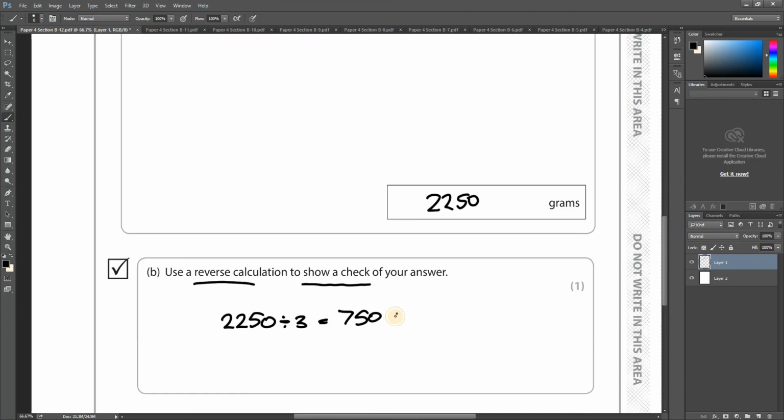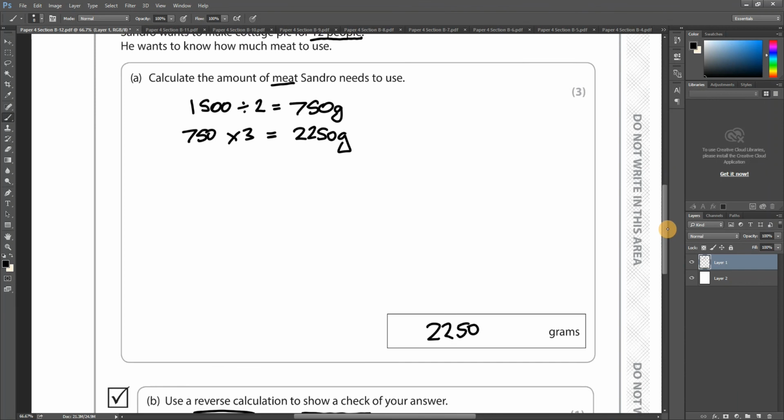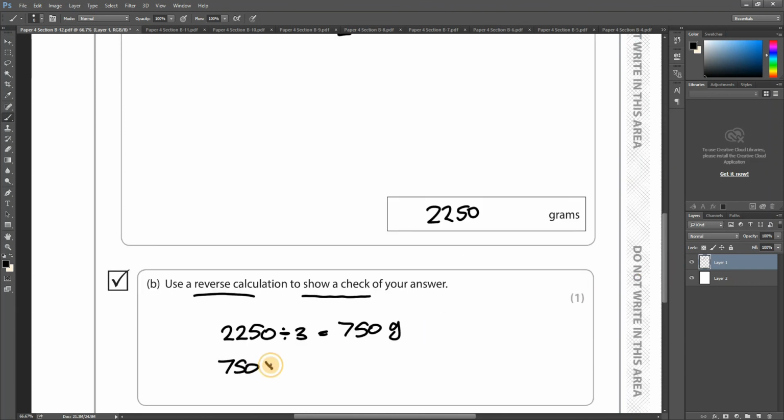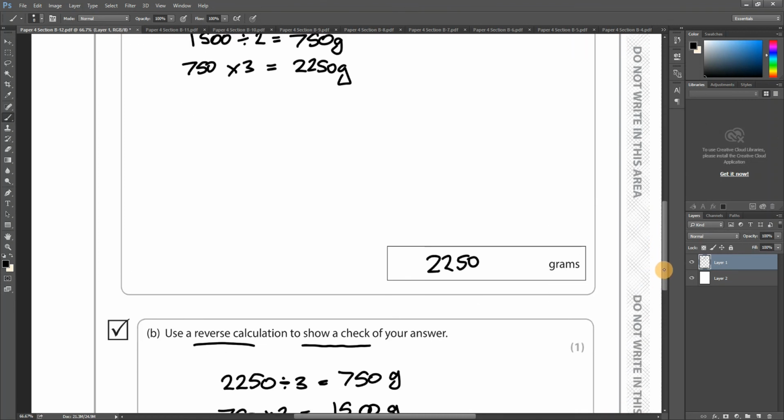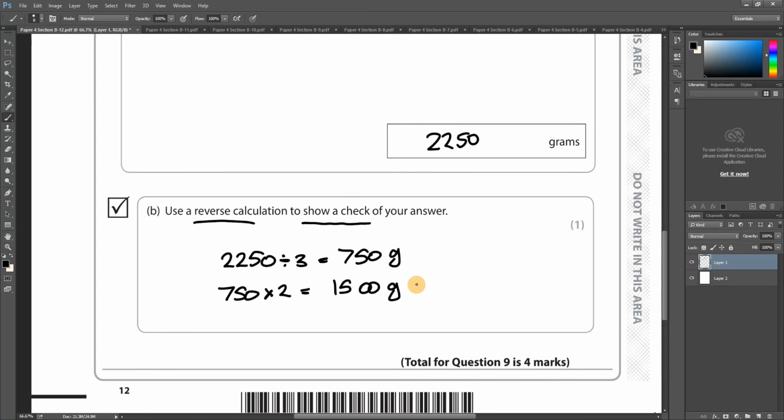And you can go a step further if you wish. You don't have to. I don't think it's necessary. You can do 750 times by 2 gives you the original 1500, which is what they were talking about. So just to be on the safe side, maybe just do that step as well, just to show you're doing the opposite. That's that question done. Let's move on to the next one.